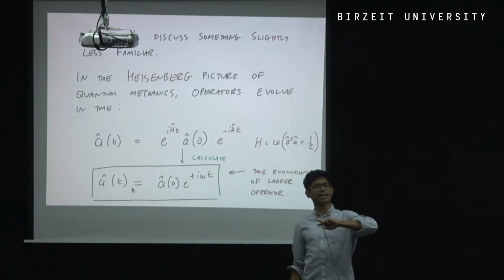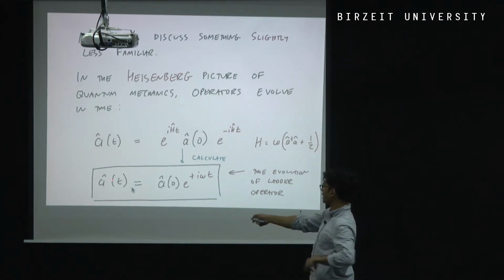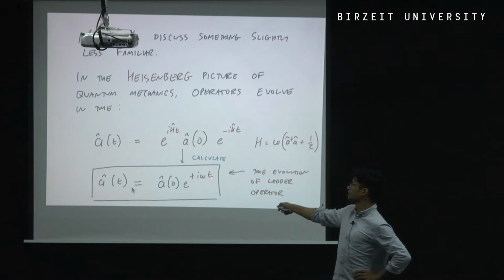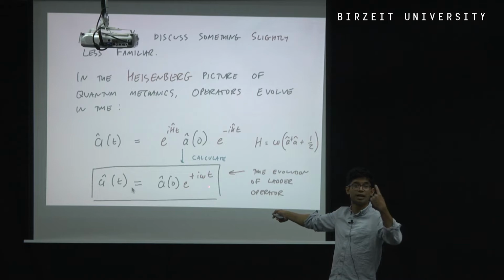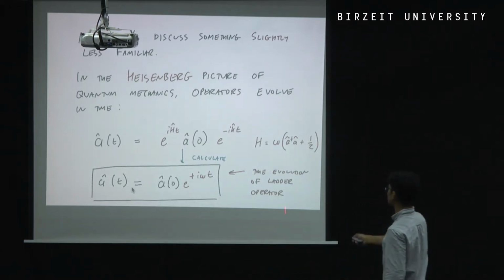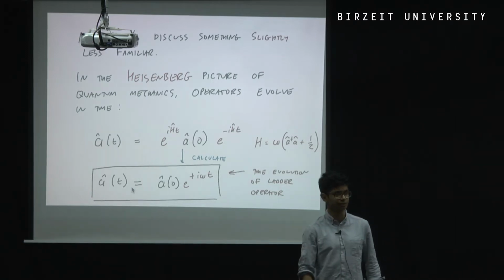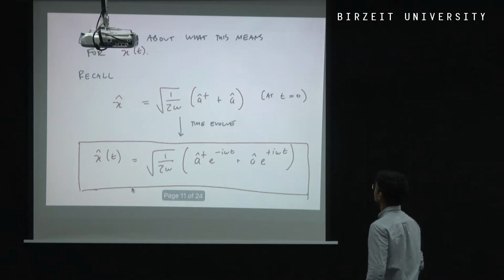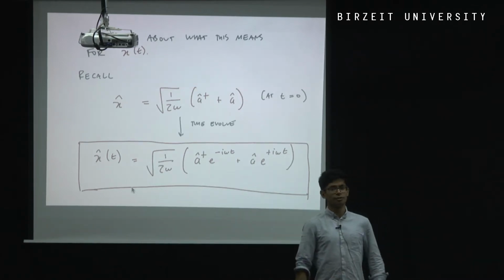Have people ever done this calculation? Okay, excellent. You know then that what you get is that A of t is equal to A of 0 times a phase factor. A oscillates like e to the i omega t. This is the time evolution of the ladder operator. Okay, still everyone is very happy with this, right? Good. Let's think for a second what this means about x.